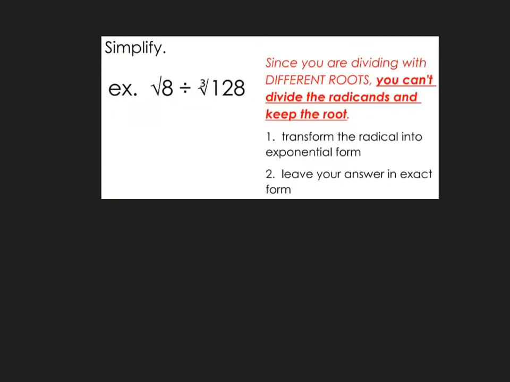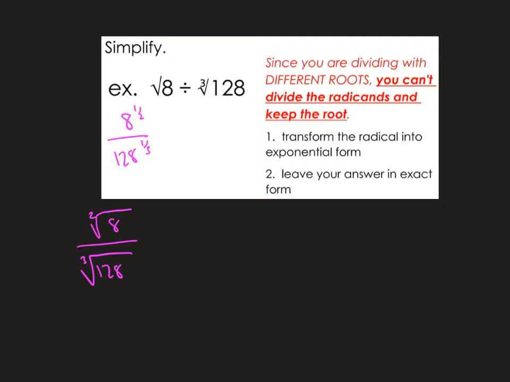For this example, take a look at the square root of 8 divided by the cube root of 128. Either way you look at this, it is 8 to the 1/2 divided by 128 to the 1/3. There's all kinds of problems here. Essentially, there's not much we can do.